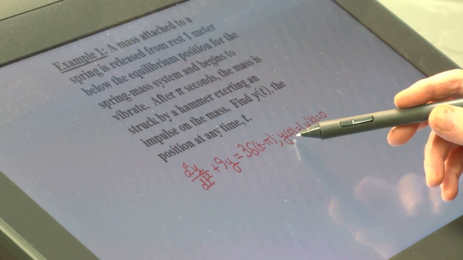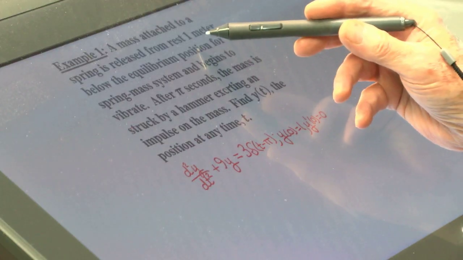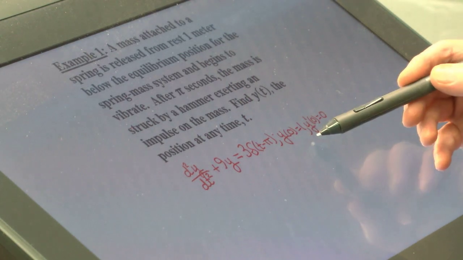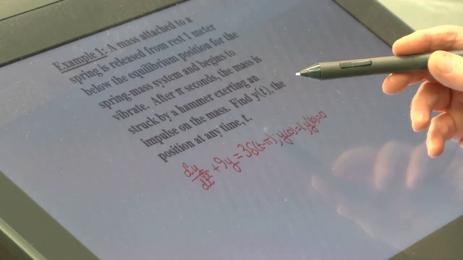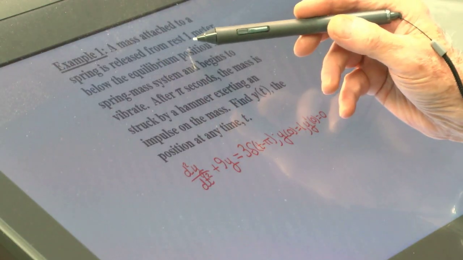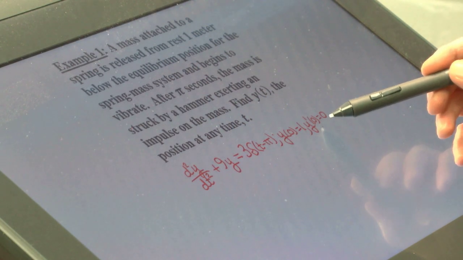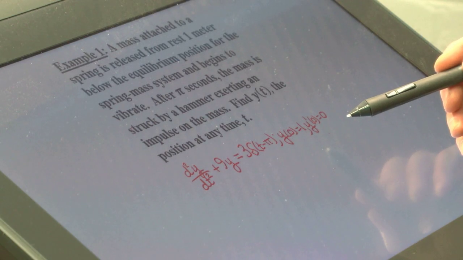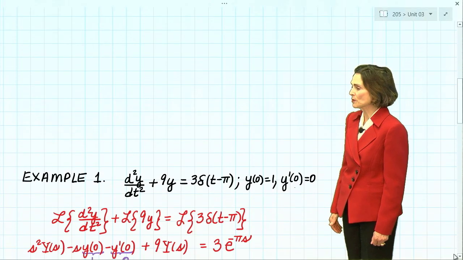Now, as I said, at time t equal to 0, we pulled that down 1 meter, and that's positive. And so we have y at 0 is equal to 1. And it was released from rest, so y prime at 0, it has no velocity. y prime at 0 is 0. We're going to solve this differential equation using Laplace transforms.